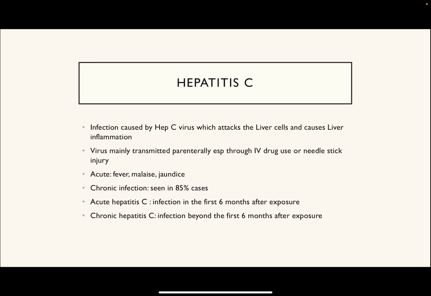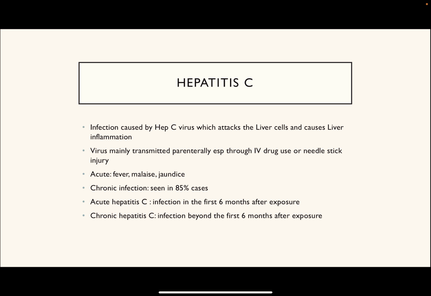Now, hepatitis C, this is very, very important. Why? Because 85% of the people who catch hepatitis C virus develop chronic disease, because the acute disease is often asymptomatic, so it's not detected, and it's only detected once the patient gets chronic disease, like liver fibrosis and hepatocellular carcinoma. It's spread by IV drug use, needle stick injury, etc. So the route of transmission is parenteral.